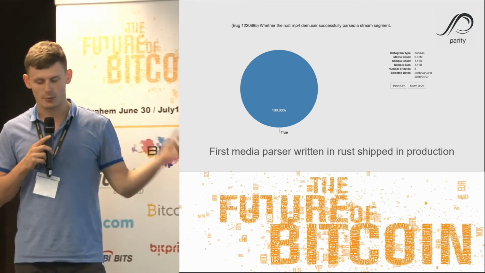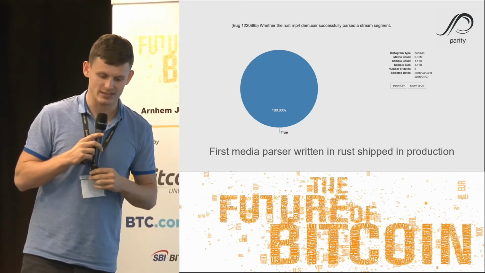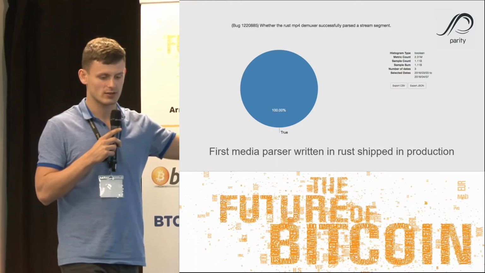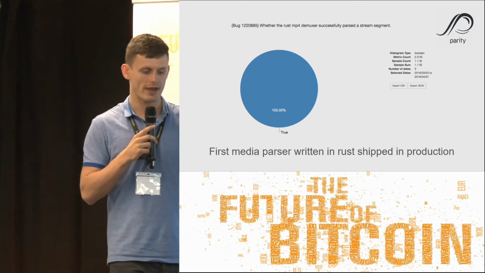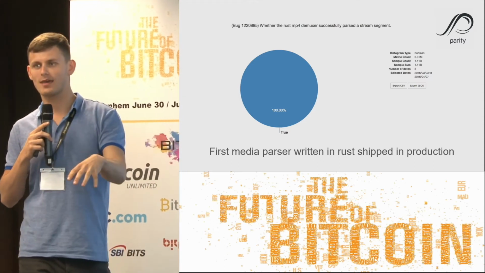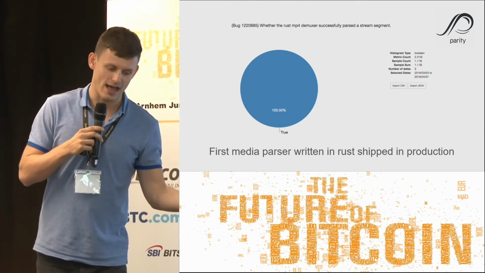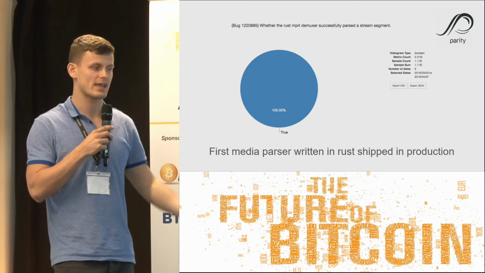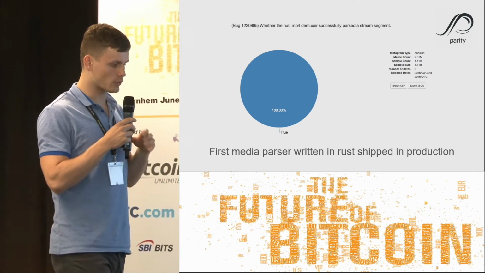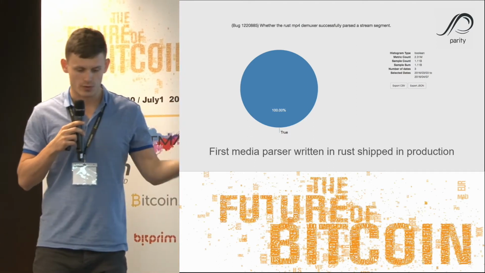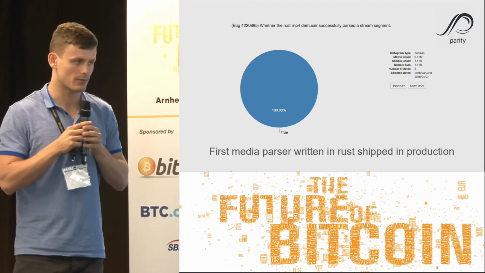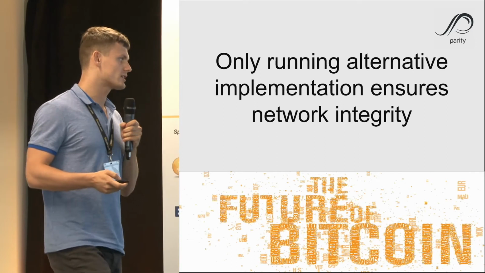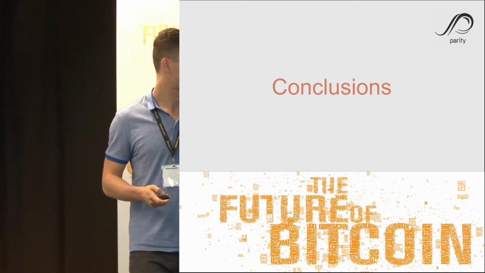So what I think we should do to help decentralization is to do a similar thing with Bitcoin. If miners or just common users have a way to run multiple clients at the same time and verify that those implementations produce the same outputs, that would ensure us that those implementations are correct, and that would help us with client decentralization. Yeah, only running alternative implementations ensures network integrity.